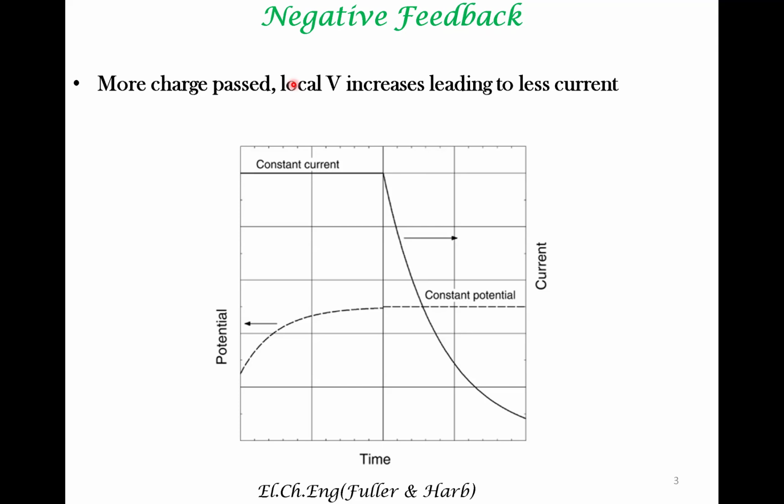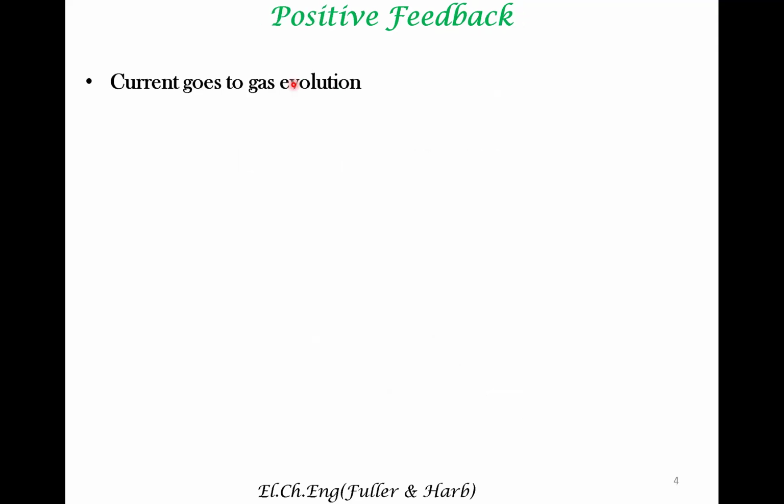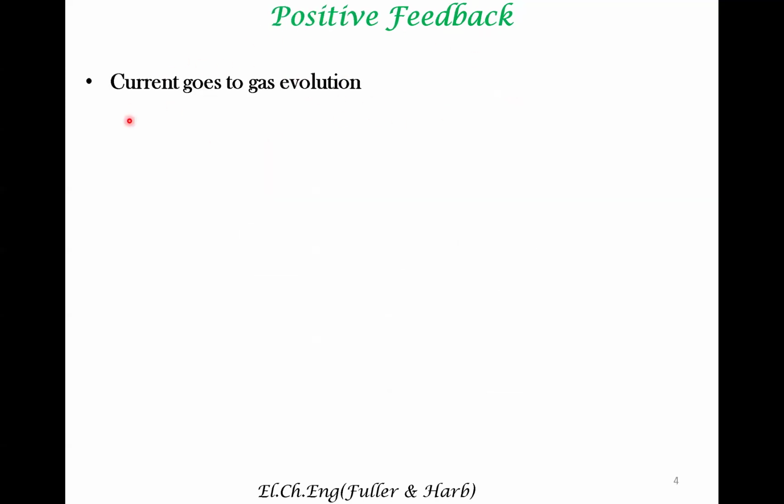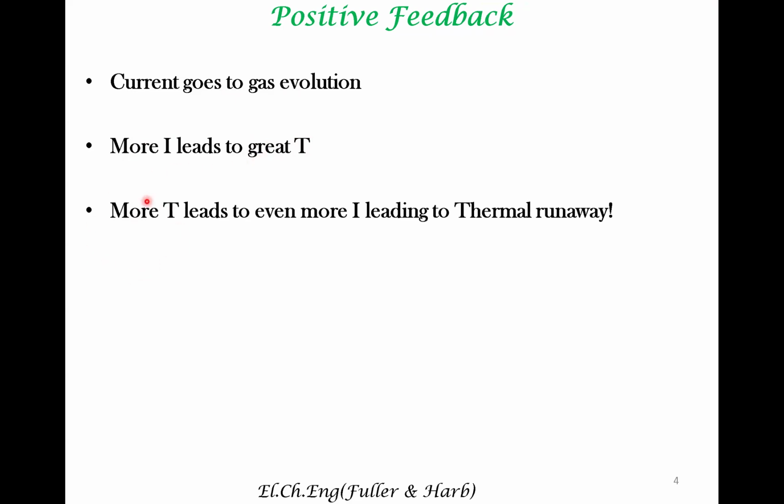In contrast to this, you may have positive feedback. Supposing instead of this occurring, the extra current that has been passed or extra charge that has been passed goes into a side reaction, let's say a gas evolution. This kind of passage of current may lead to greater temperature. So more current leading to gas evolution, leading to greater temperature. Then this greater temperature leads to greater current.